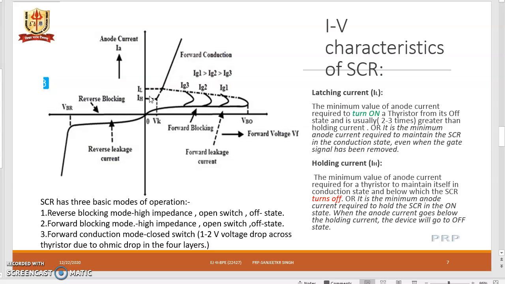Now let's see what the latching current and the holding current are. The latching current is the minimum anode current required to maintain the SCR in the conduction state. This is the forward conduction state. So in order to maintain the SCR in the conduction state, the anode current has to be at least the latching current even when the gate signal has been removed, and this will be 2 to 3 times greater than the holding current, and it is related to the turn on of the SCR. Whereas holding current is the minimum anode current required to hold the SCR in the on state. When the anode current is brought down below the holding current, then the device will go to the turn off state. So below the holding current it turns off, and above the latching current it is in the forward conduction state. These two are commonly asked in board papers.